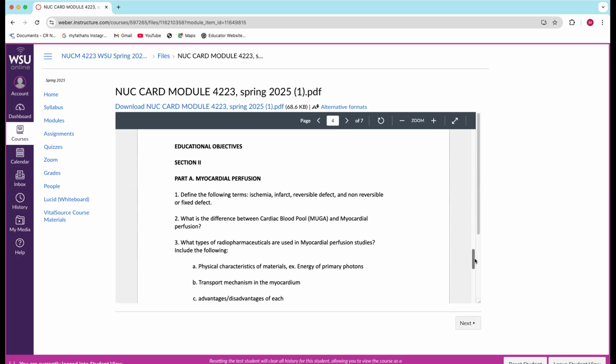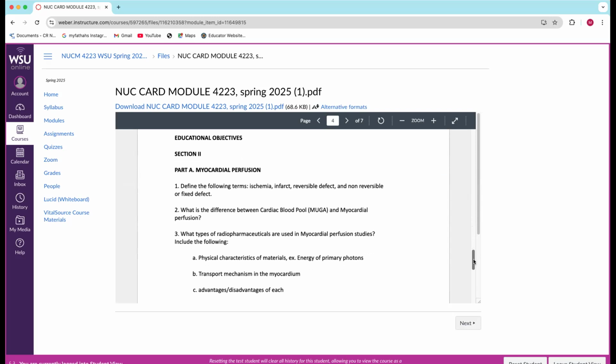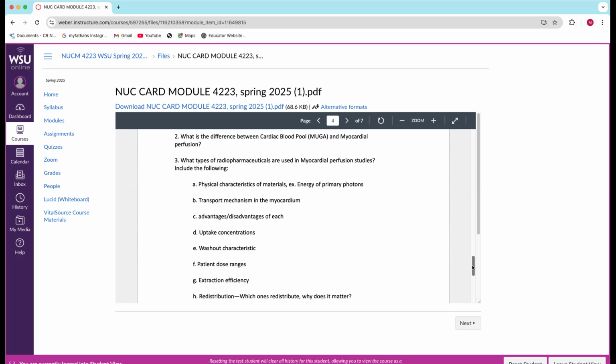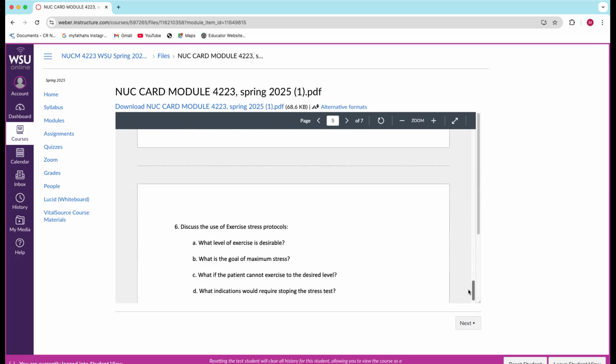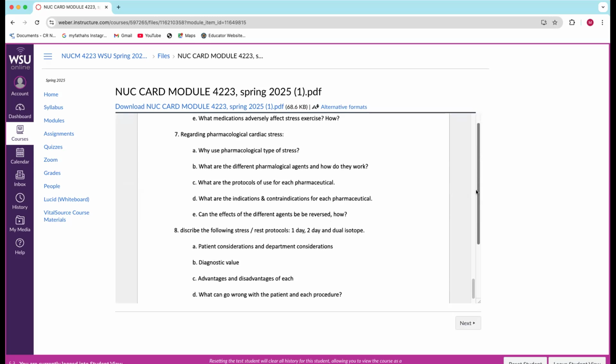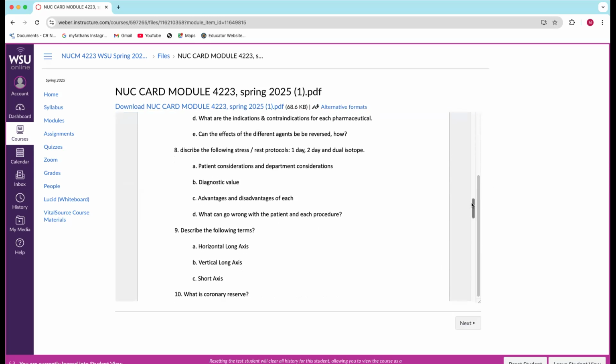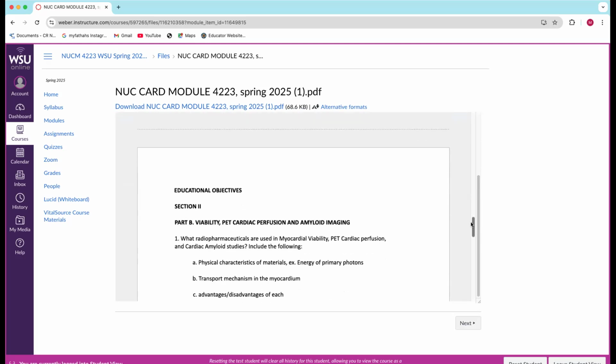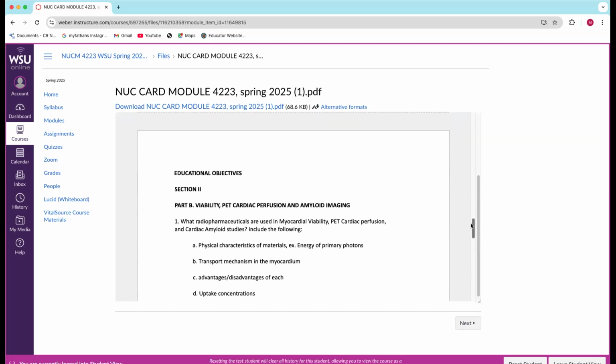This is one of the bigger sections in the class. And so this is all about stress testing and blood flow to the heart. And so you'll answer a bunch of questions pertaining to that. And let me roll down here a little further. And then, of course, it'll go through section 2, which is talking about viability, PET cardiac perfusion, and amyloid imaging.